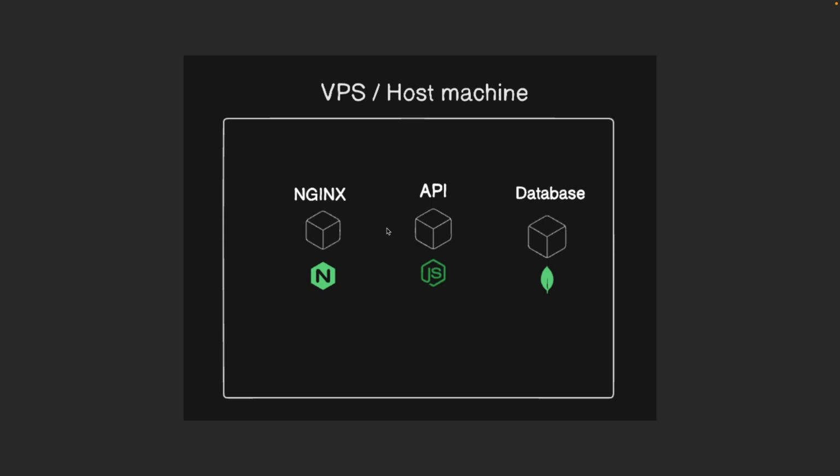We can wire up these containers on the same networks, and we can also add volumes so that certain files on the container will actually map to files on the host machine. And you can also map ports. So a port on your host machine will map to a port on your container. You'll see all of that in action in a little bit, but here's just a brief overview.